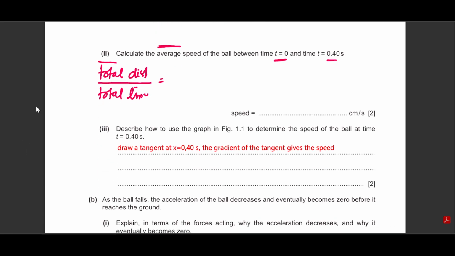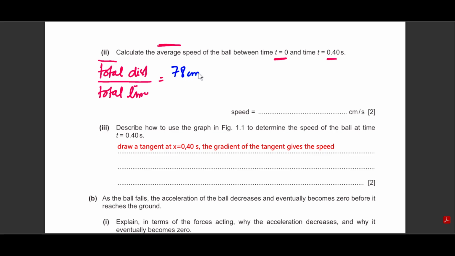Be careful about the unit. So this is 78 centimeters divided by the time taken, which is 0.40 seconds. This will come out as 195 centimeters per second. You don't need to convert this into meters per second. Why? Because the unit is already given, so there's no point converting it back.